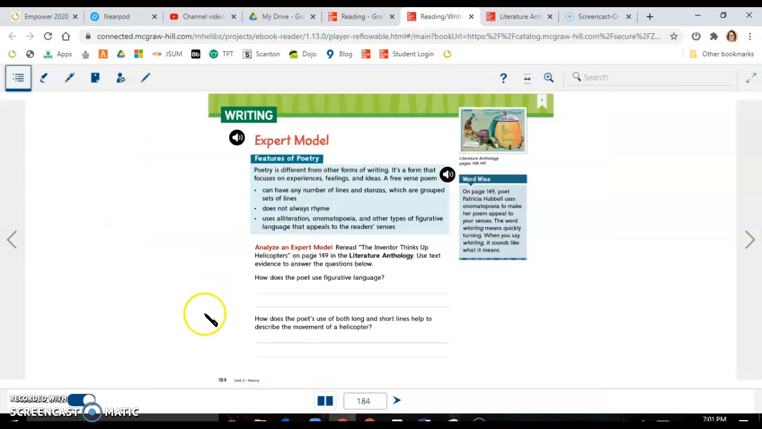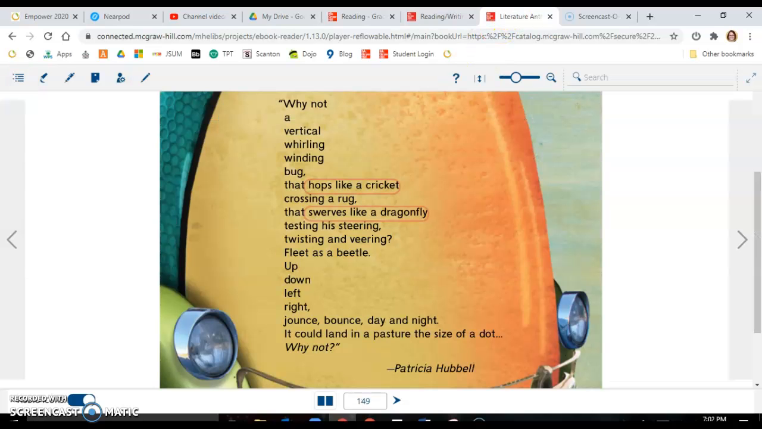So on page 184 of your Reading Writing Companion, I want you to write down, how does the poet use figurative language? Write one of these. If you need to pause for more time, do it now.